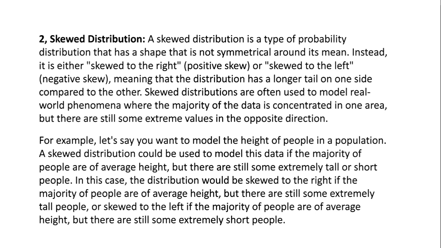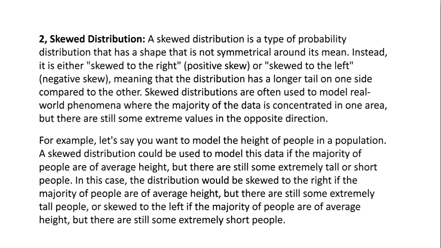Skewed distributions are often used to model real-world phenomena where the majority of the data is concentrated in one area, but there are still some extreme values in the opposite direction. For example, let's say you want to model the height of people in a population. A skewed distribution could be used to model this data if the majority of people are of average height, but there are still some extremely tall or short people.